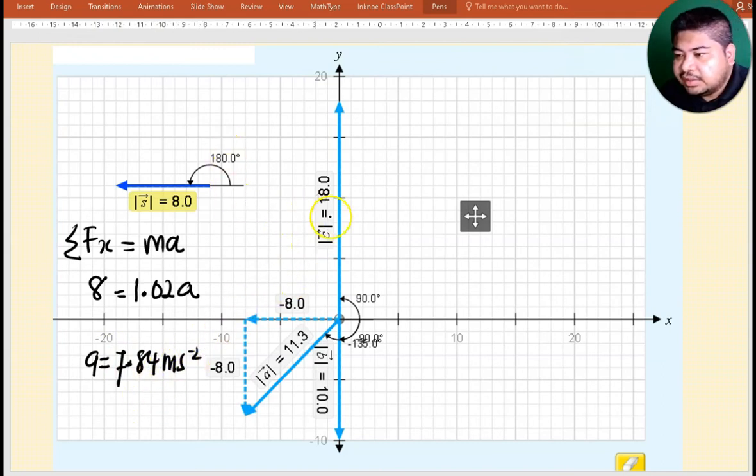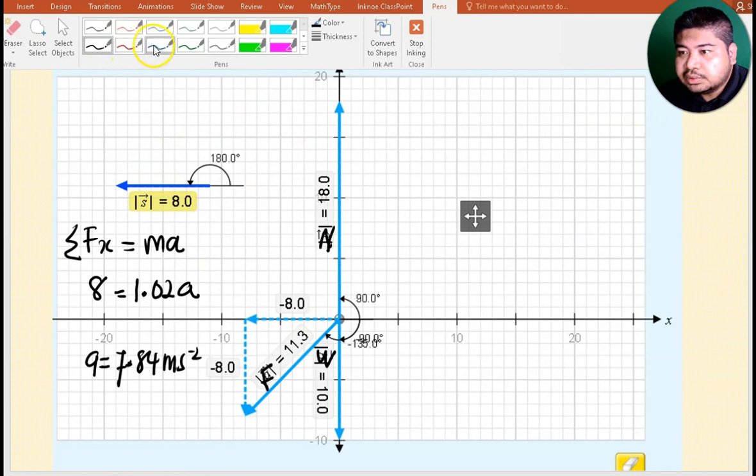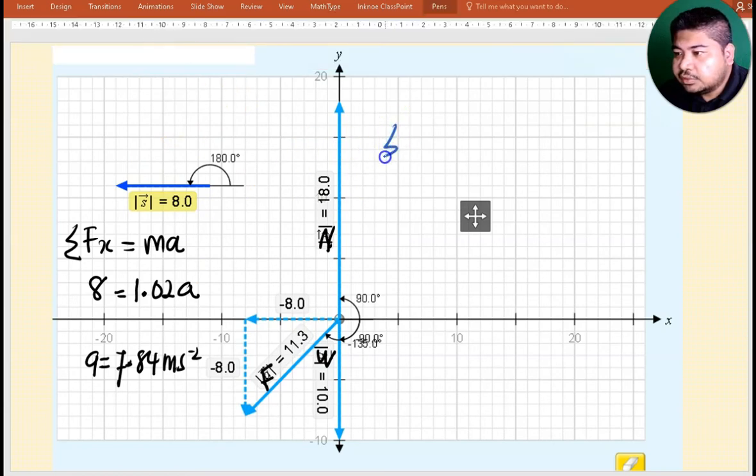Alright, and then this is actually the normal. So this is the weight and this is the external force. And then for the normal, we know that the sum of force in y should be equals to 0.